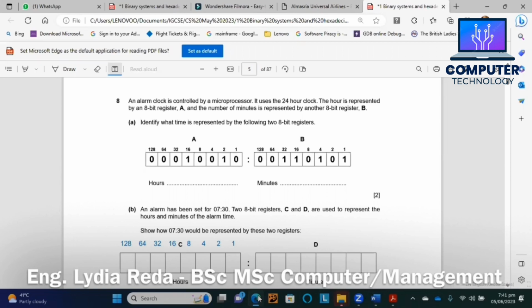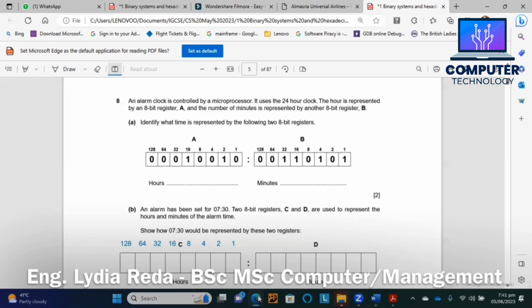Okay, let's go. An alarm clock is controlled by a microprocessor. Microprocessor is the simplest style of computer. We don't define it as a computer. We will go in depth with this in chapter 3 in the theory syllabus, but we say that the microprocessor also works with binary as it is based on electric signals. It uses a 24-hour clock. The hour is represented by an 8-bit register, A, and the number of minutes is represented by another 8-bit register, B.